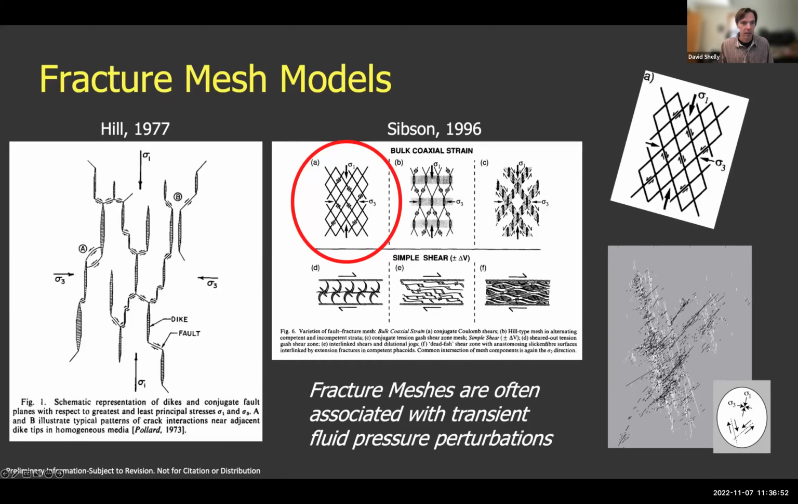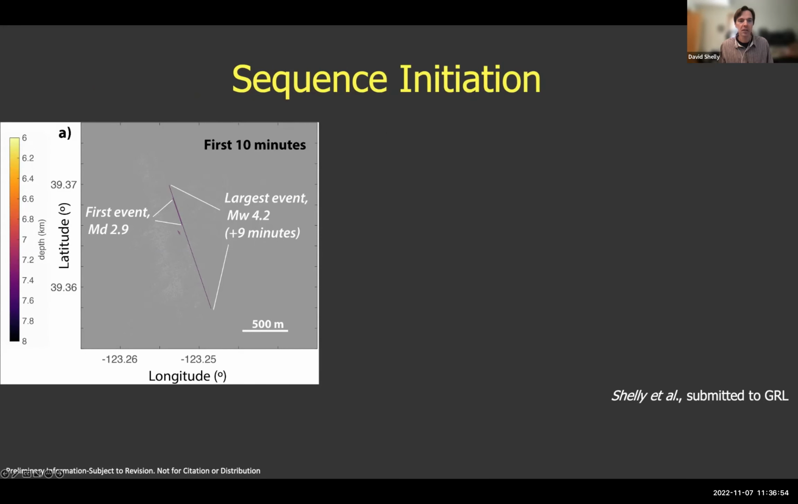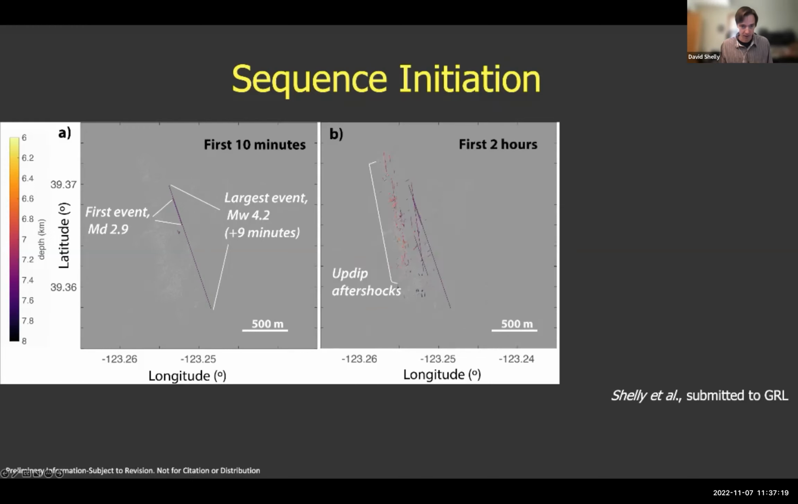Okay, last thing, just a little bit about this sequence initiation. I mentioned that it was kind of intermediate between a main shock, aftershock sequence and a swarm. This first event was a magnitude 2.9. 9 minutes later, there was a 4.2 that was oriented with essentially the same orientation as the first 2.9. Over the first 2 hours, there were some aftershocks on the up dip part of this, what may be the same fault zone that seemed to start to have this fracture mesh, a mix of orientations.